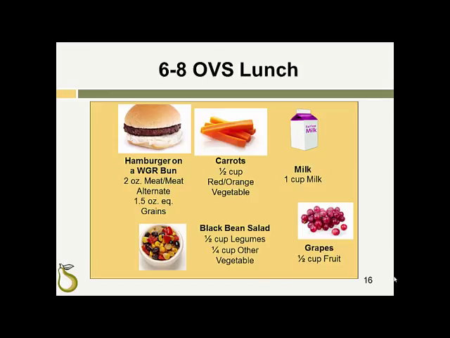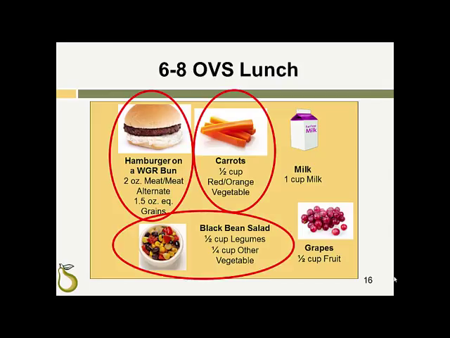The student has selected whole grain rich hamburger on a bun with a 2-ounce equivalent meat alternate and 1.5-ounce equivalent of grain, and carrots, half cup red orange vegetable, and the black bean salad with a half cup legumes, fourth cup of other vegetable, and 1 cup of milk.